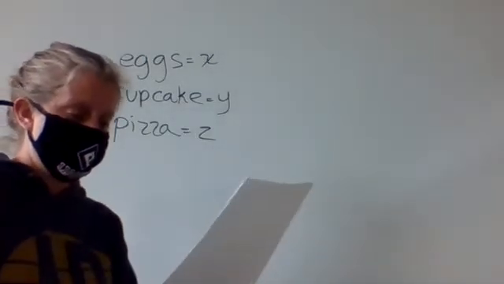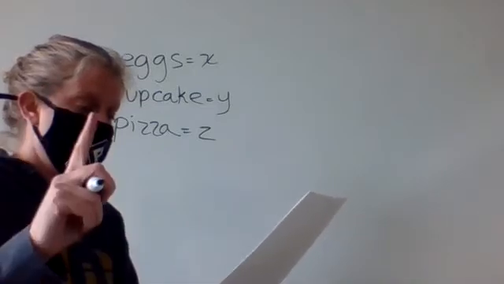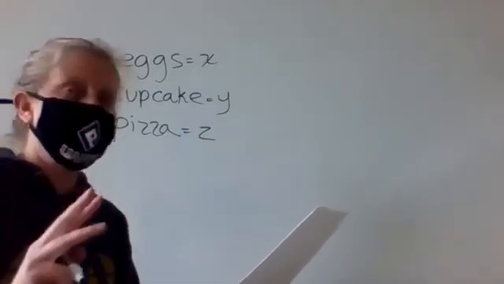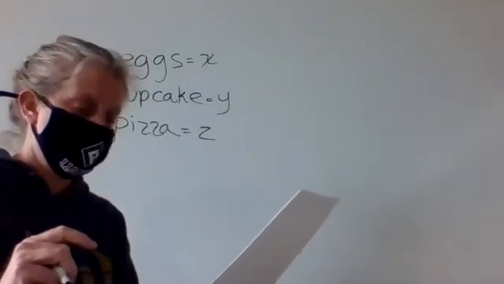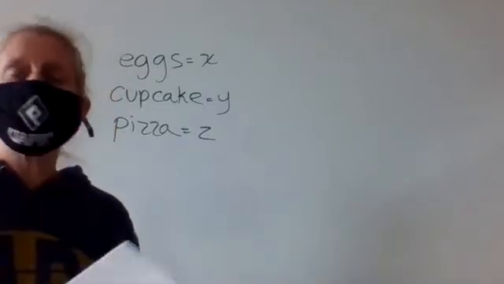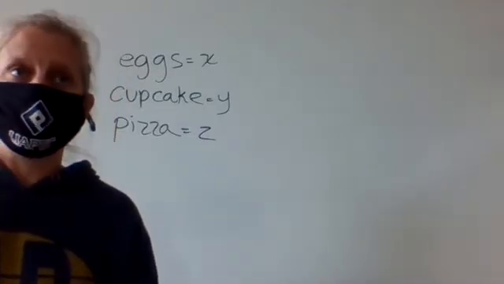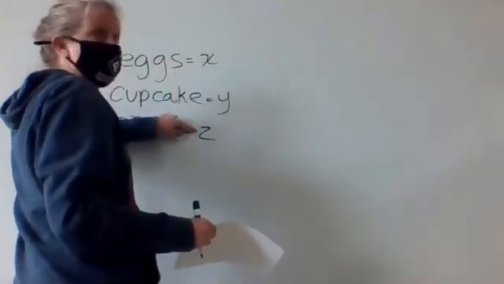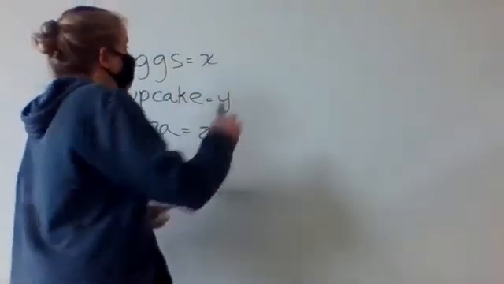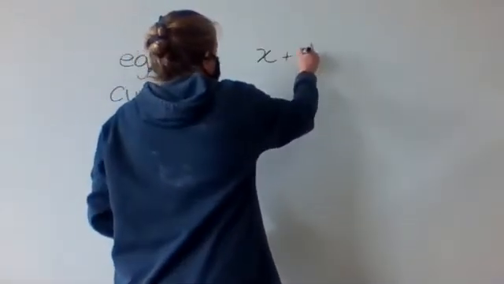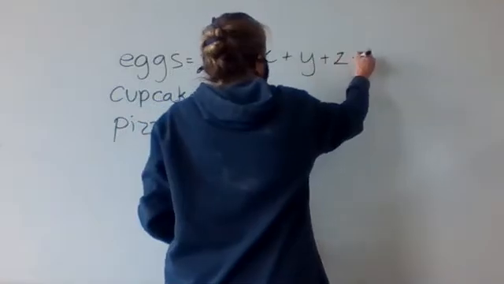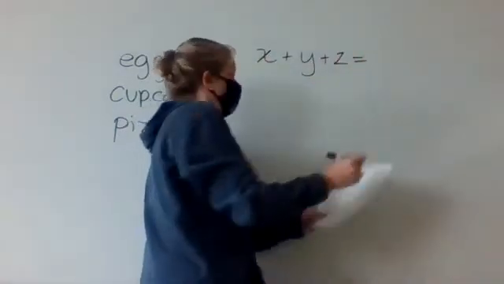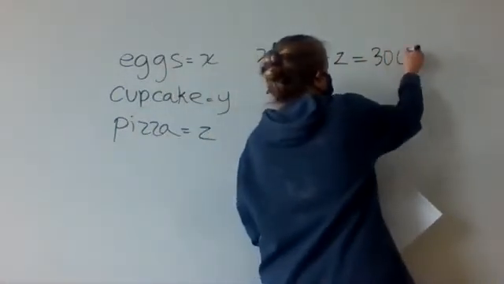Now, the first sentence says, by eating 1 egg, 1 cupcake, and 1 slice of pizza, a child consumes 300 milligrams of cholesterol. So they ate 1 of each of these. So 1 X, 1 Y, and 1 Z. And when they ate all that, they had 300 milligrams of cholesterol.